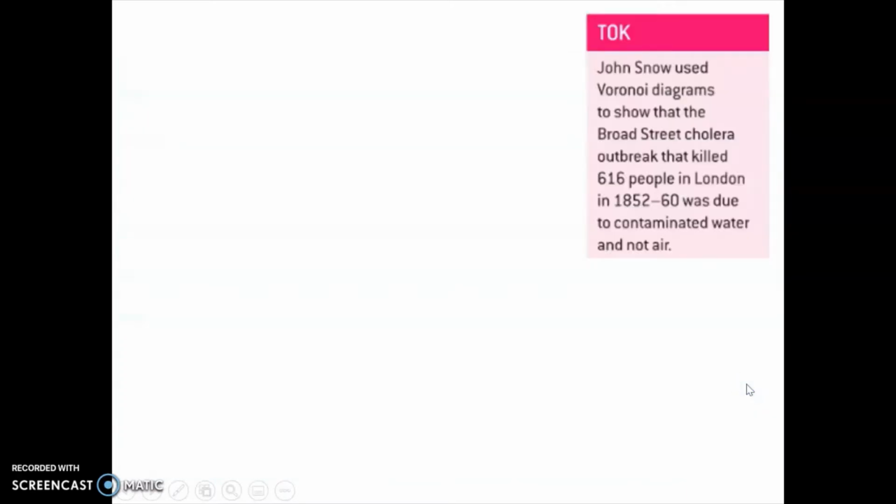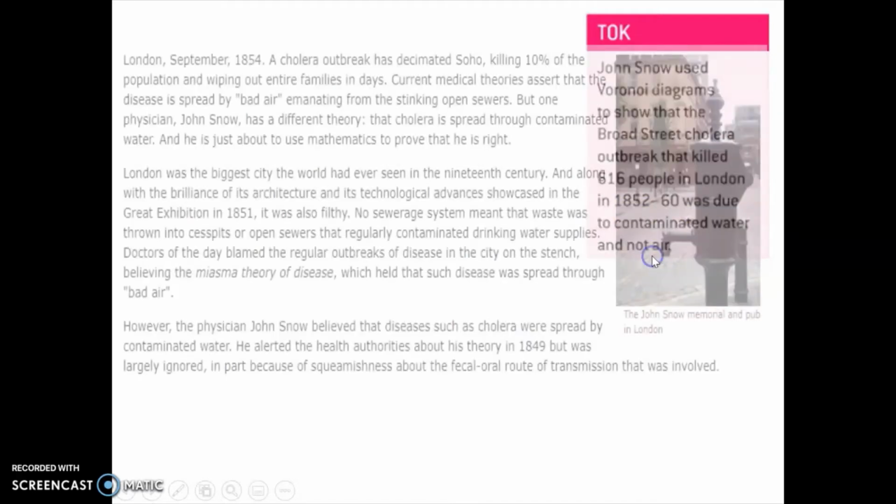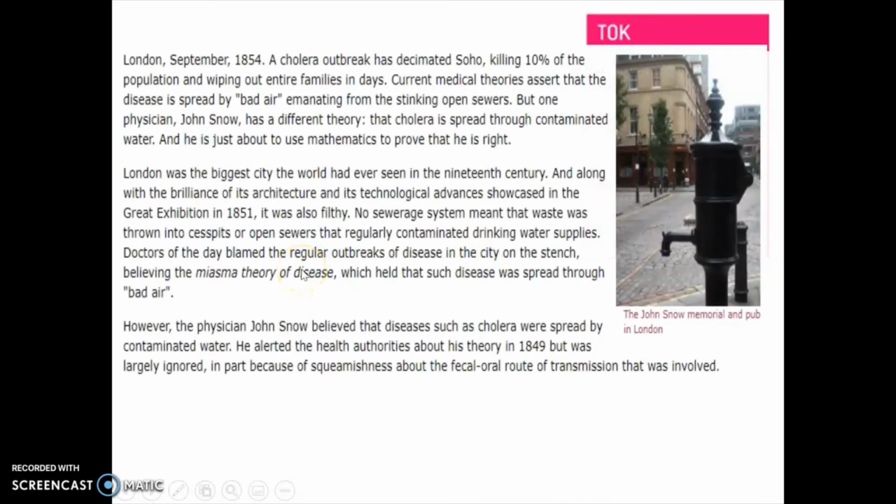All right, let's talk about some history of Voronoi diagrams as well. John Snow, a famous person in the UK, used Voronoi diagrams to show that the Broad Street cholera outbreak that killed 616 people in London between these years was due to contaminated water. All right, not air. Many people at that time believed it was contaminated air. Let's take a look at more of that history.